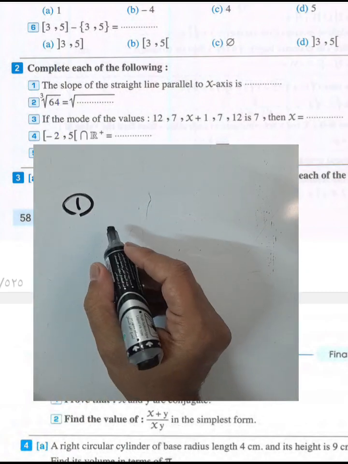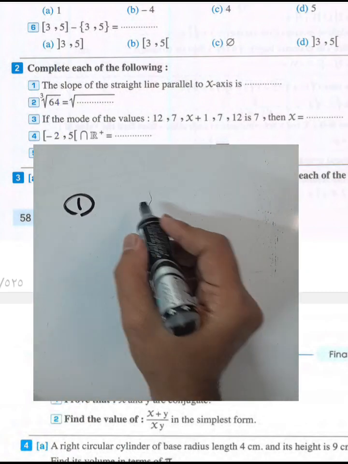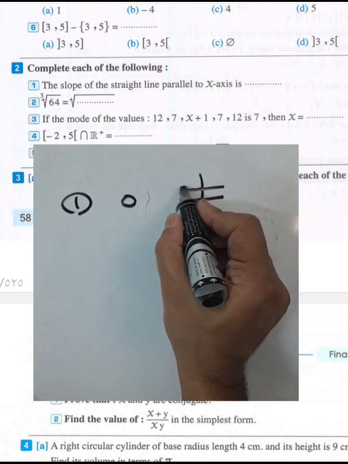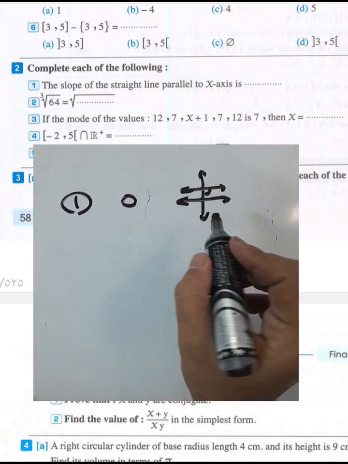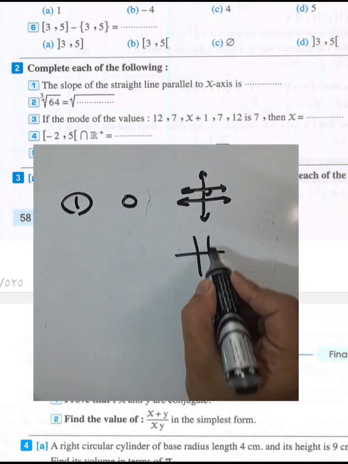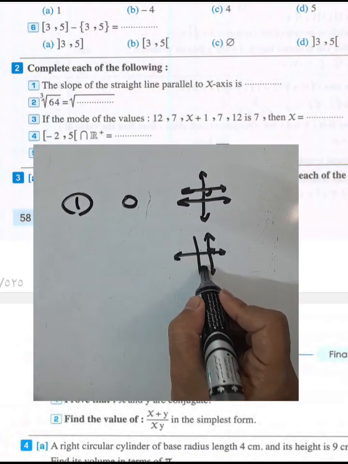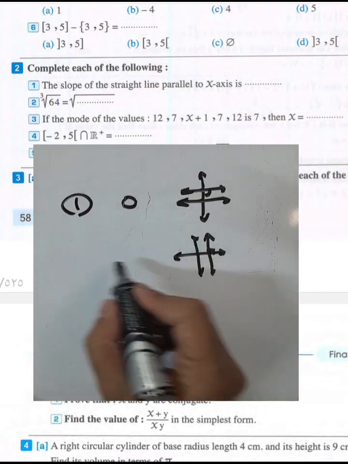Number 1. The slope of the straight line parallel to the x-axis will be 0. For a straight line parallel to the x-axis, or perpendicular to the y-axis, the slope will be 0. And for the straight line parallel to the y-axis, or perpendicular to the x-axis, the slope is undefined, 1 over 0.